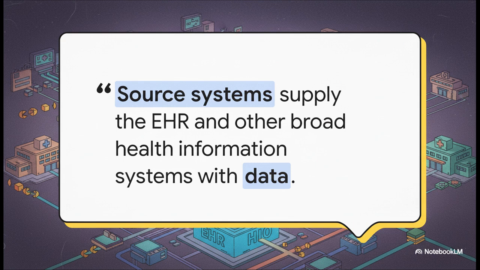Think of the hospital's entire IT setup as its nervous system. The EHR, that's the brain, making the big decisions. And all the other specialized systems in the lab, in radiology, in the pharmacy, those are the eyes, the ears, and the hands, feeding information to the brain and carrying out its instructions.